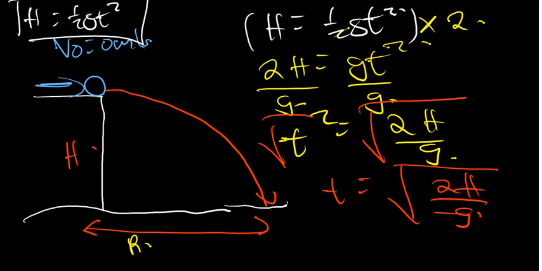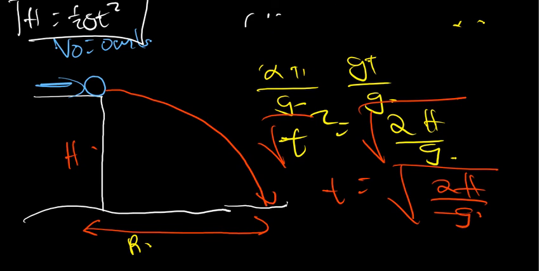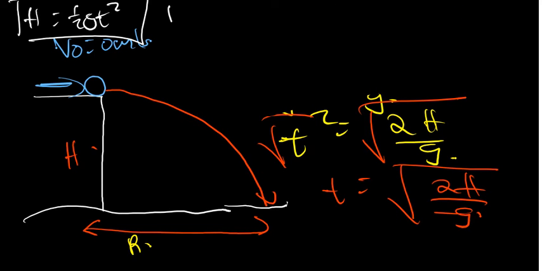Okay, so that is our formula which we're going to be using when finding the time. So let's put it there. We are saying that the time is going to be equal to the square root of 2h over g. Now, what about the range?